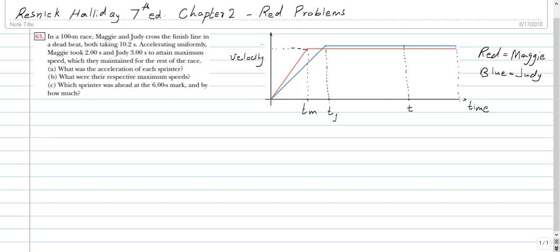In a 100-meter race, Maggie and Judy crossed the finish line in a dead heat, both taking 10.2 seconds. Accelerating uniformly, Maggie took 2 seconds and Judy 3 seconds to obtain maximum speed, which they maintained for the rest of the race. What was the acceleration of each sprinter? What were their respective maximum speeds, and which sprinter was ahead at the 6-second mark and by how much?